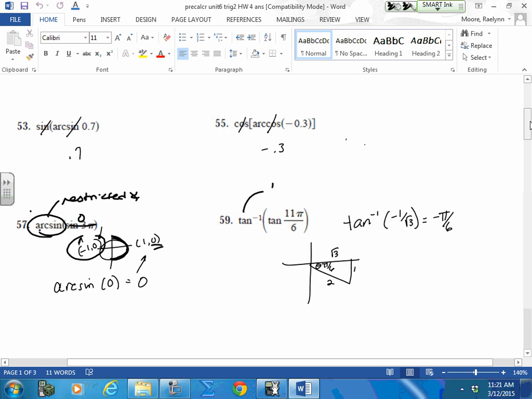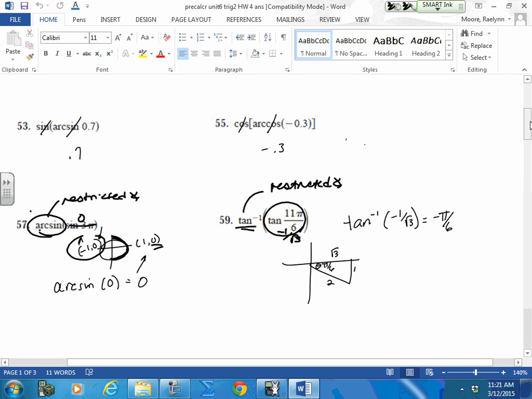Okay, same thing with this guy. I want a restricted angle for tangent. But I want its tangent to be whatever this thing is. So I first locate this, and I find its tangent. Its tangent is negative 1 over radical 3. Now it just so happens that my tangent, restricted, is also in quadrant 4. It just so happens to be there.